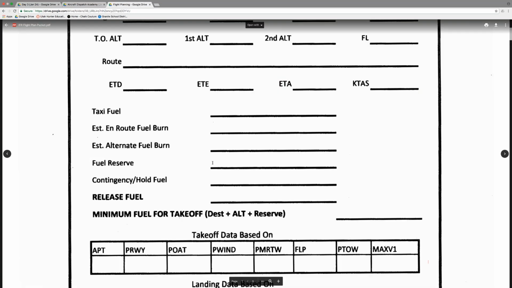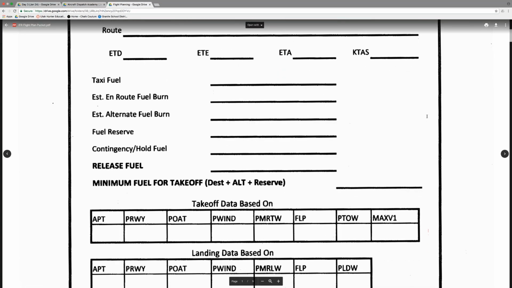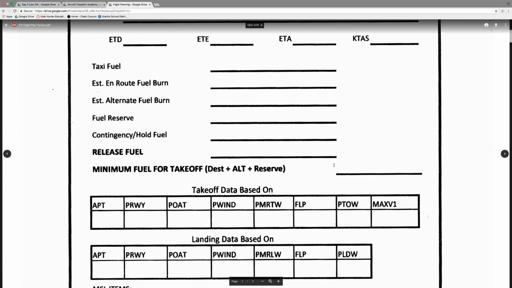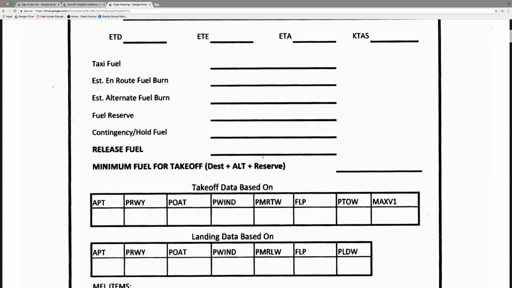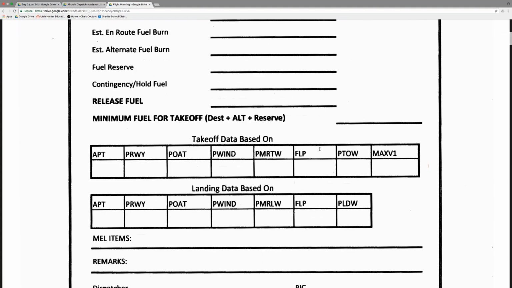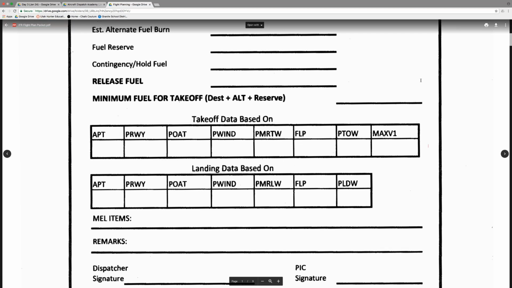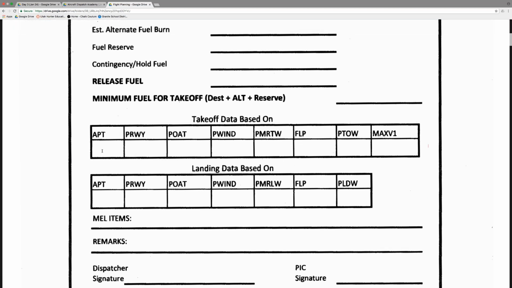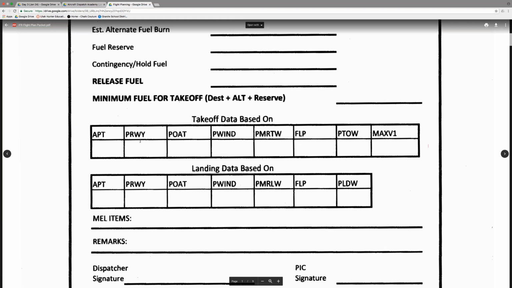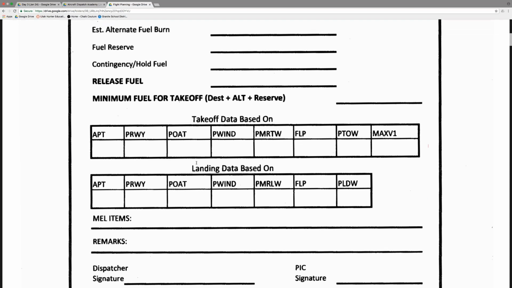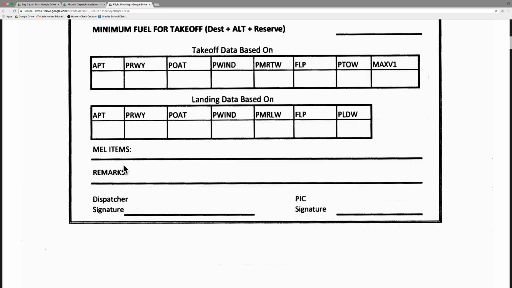We weren't even talking about our fuel requirements at that point, but we went over some important stuff there. So we're going to keep going down the dispatch release. I just wanted to make sure you guys understood that part of the dispatch release. Takeoff data: we're going to put our airport, planned runway, planned outside temperature, planned winds, planned maximum runway takeoff weight. All of that information, we're just going to fill out these boxes.